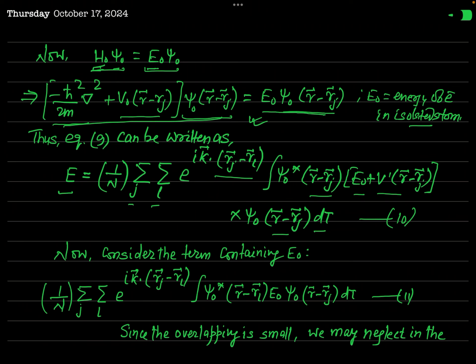In this regard, first of all, let us consider the term containing E naught. In the RHS we have to consider the term which contains E naught. The term which contains E naught is given like this: 1 over n summation over j summation over L e to the power iota k dot (rj minus rl) times integral of psi naught star of (r minus rl) E naught psi naught of (r minus rj) d tau. This is the term which contains E naught.